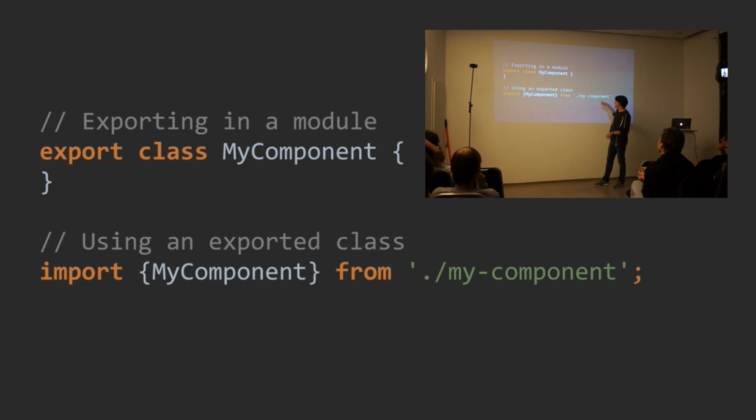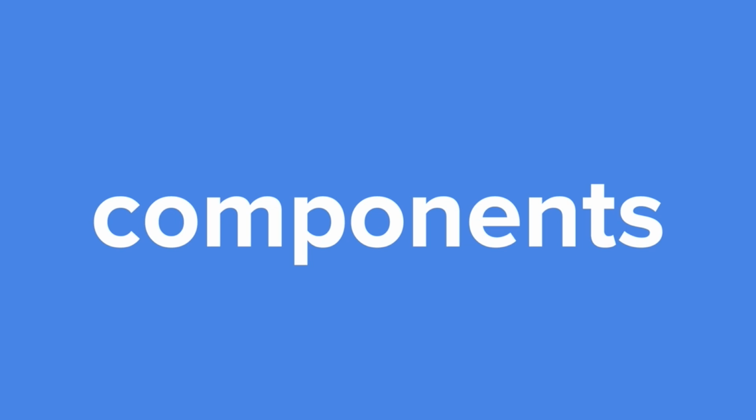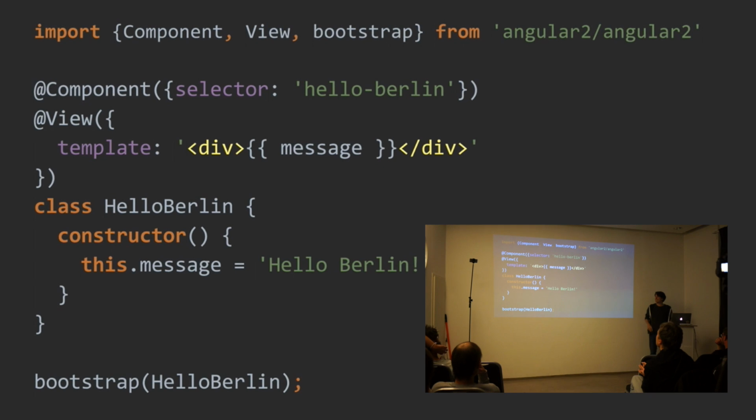And you import it like this. Imagine that this file is exporting multiple components, so you can use commas to import them. So you say, I want this symbol and this other symbol, and this is what I'm going to be using in my component. So, components.